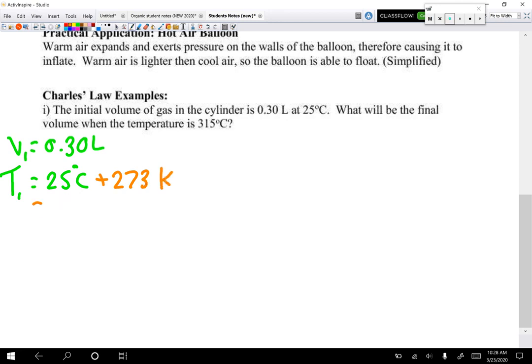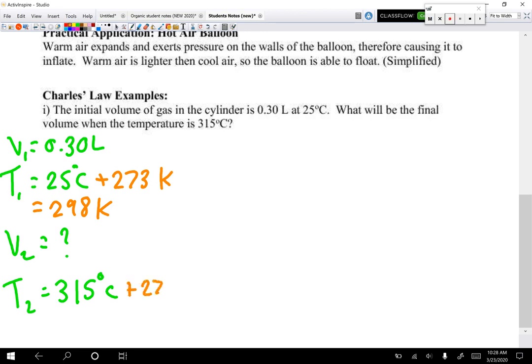Now it's a good habit because we know that we are going to have to add 273 Kelvin to get T1 of being 298 Kelvin, because we don't use degrees Celsius. Now we know V2 is equal to, well, we don't know, and T2 is equal to 315 degrees Celsius, and just like before, we want to right away add our 273 Kelvin to get our new T2, which in this case right here, it's 588 Kelvin. All right, so these are all of our variables. So just kind of write that down. So we're going to write our equation, rearrange, and solve.